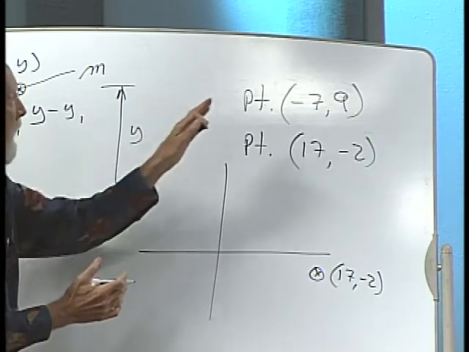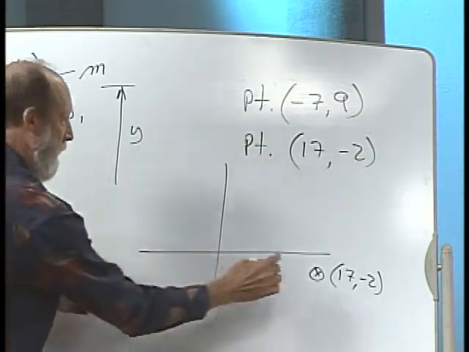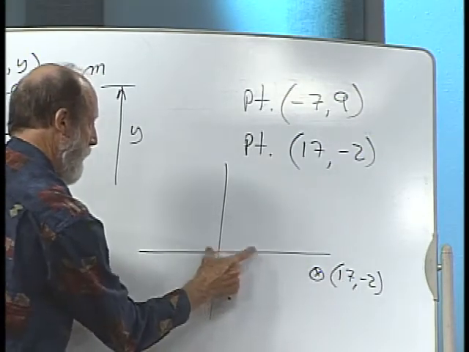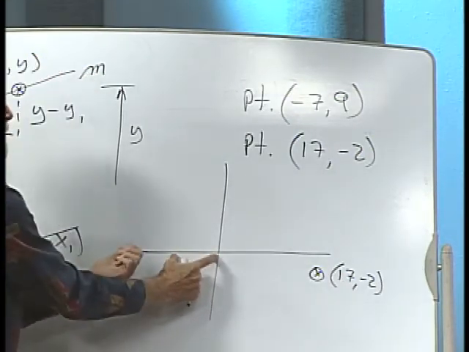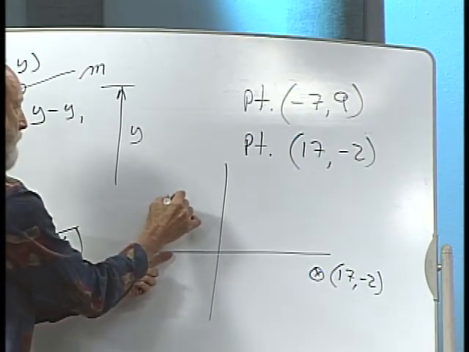And then I'm going to plot, using that kind of thinking, negative 7, 9. Negative 7 is less than half of this. Negative 7 is going to be over to the left. And up 9 is going to be a little more than that up. Probably somewhere up in here.